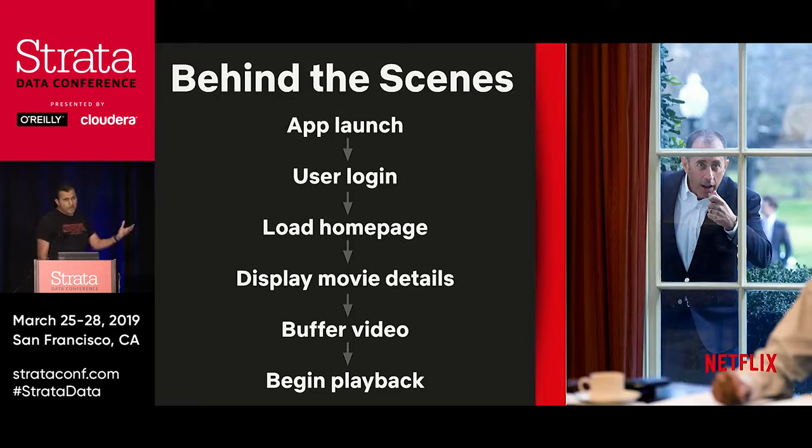Then you load the home page, so you see the list of movies, you see the continue watching row, everything that's personalized for the user, we load that. The user clicked on Lost in Space there. We'd load the movie details for that. Then he clicks play. After that, we buffer the video, and we start playing. So a lot of things happening in the background, right?